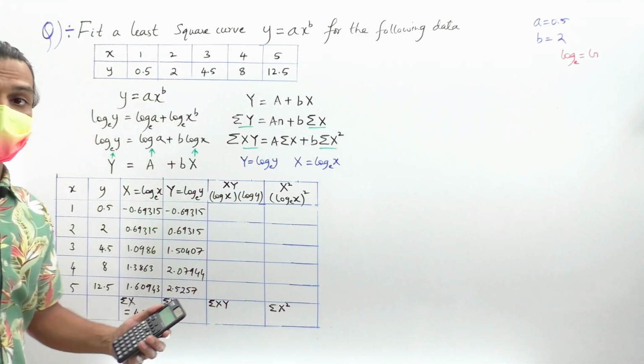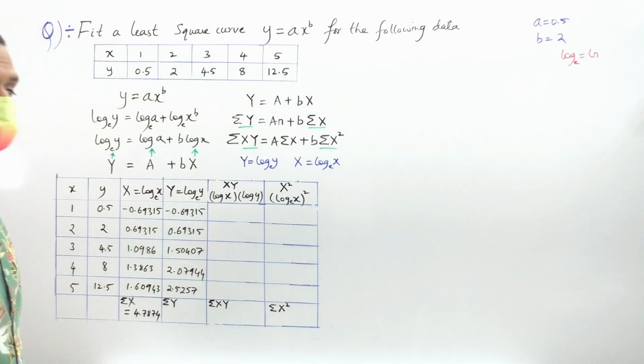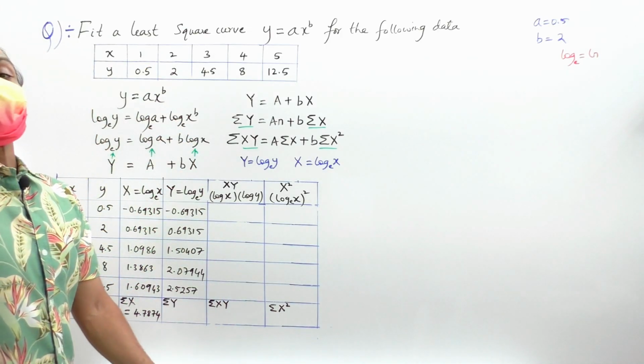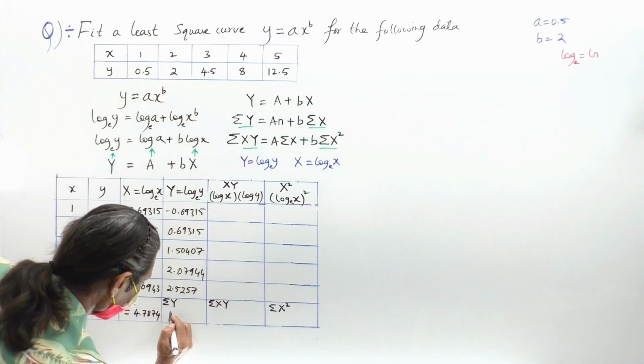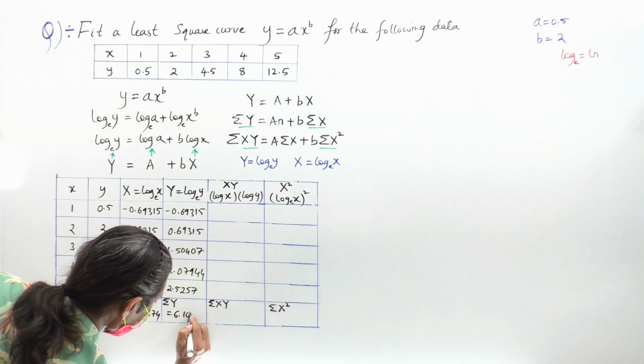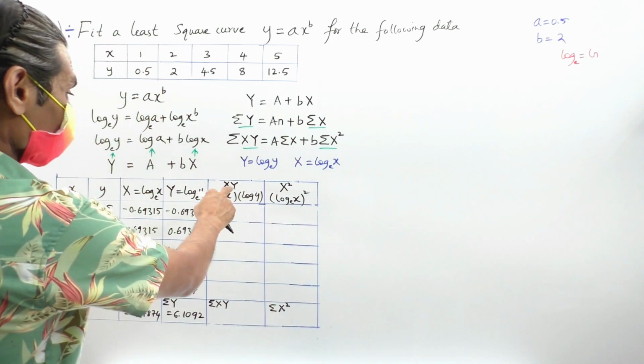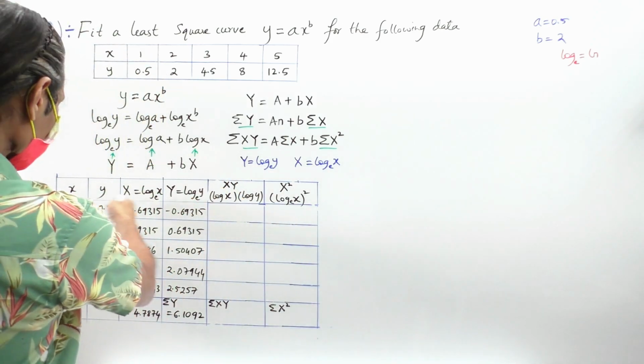Okay. Now add all these values to get a summation. When we add this column of capital Y, we get summation Y equal to 6.1092. So you have two columns now. Now we will find X into Y, so in the same way multiply both.